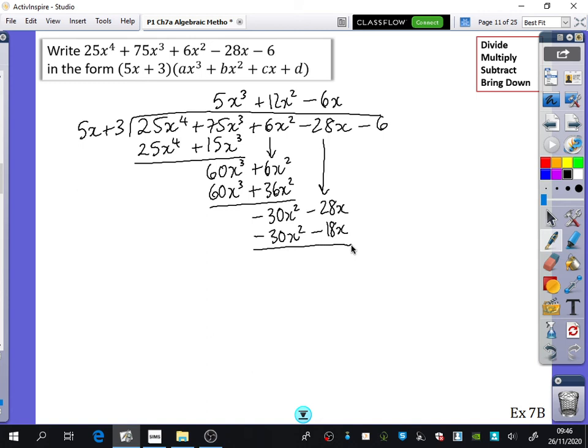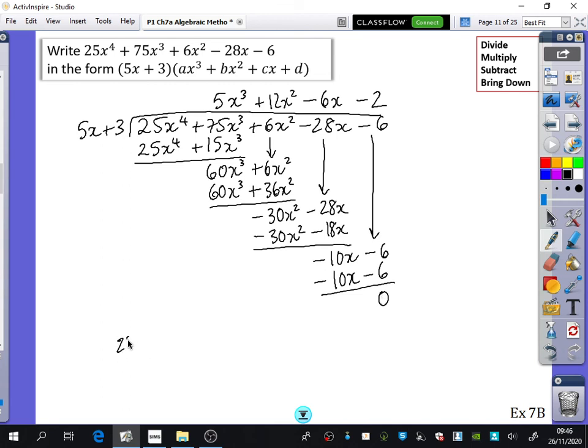Minus 28 minus minus 18 gives minus 10x. Minus 10x. Minus 6. Pull down the minus 6. Divide this minus by this, and you get minus 2. We know there's going to be no remainder, but we're just checking it. And so there is no remainder.